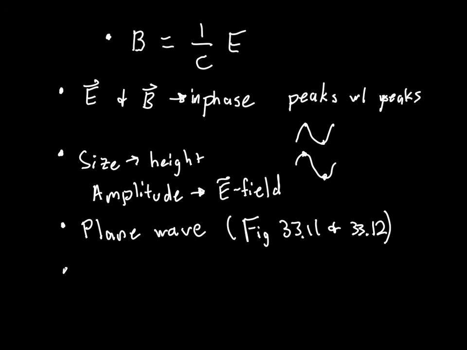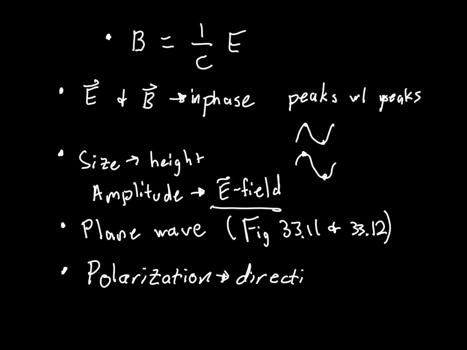And since we really depend on this E field, we have something else that we define according to the E field. We define something called the polarization of a wave. And the polarization is going to depend on the direction of your E field. So the direction of your E field tells you your polarization.